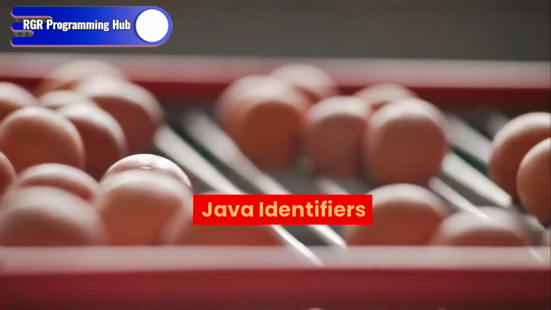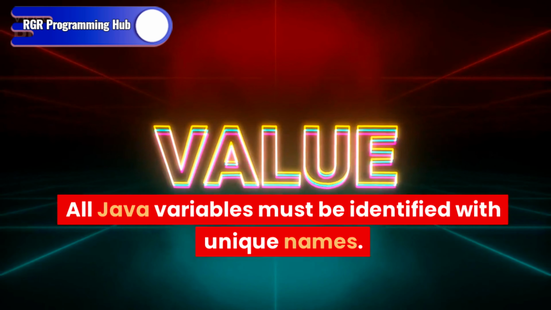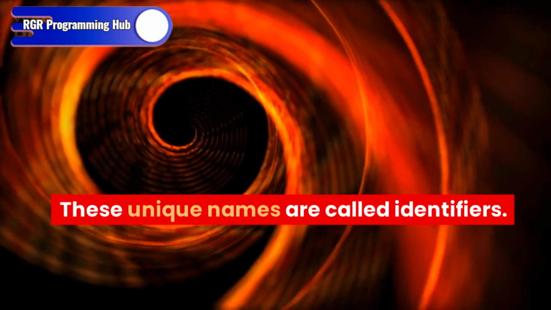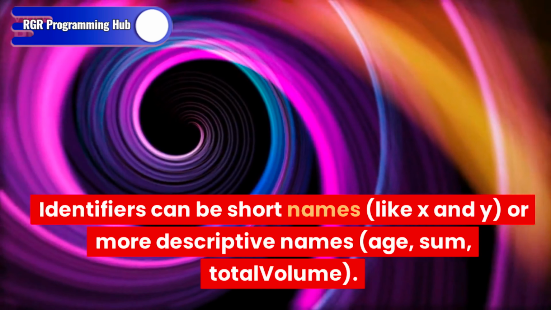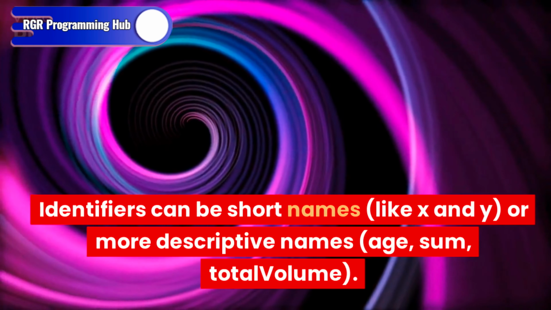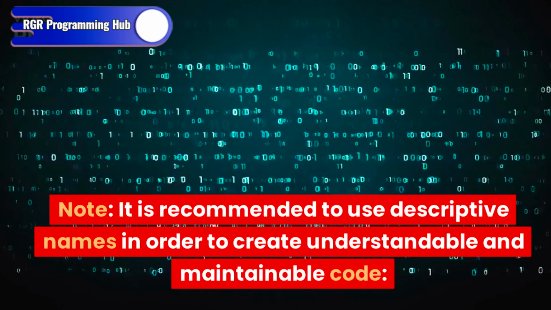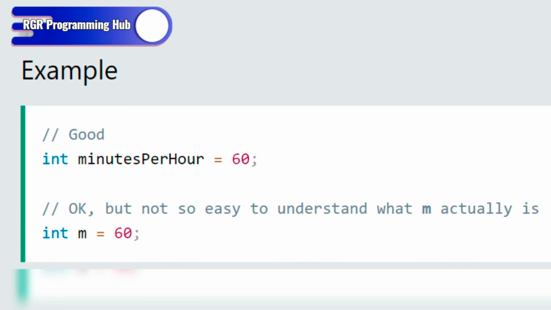Java identifiers. All Java variables must be identified with unique names. These unique names are called identifiers. Identifiers can be short names, like x and y, or more descriptive names: age, sum, totalVolume. Note: it is recommended to use descriptive names in order to create understandable and maintainable code.